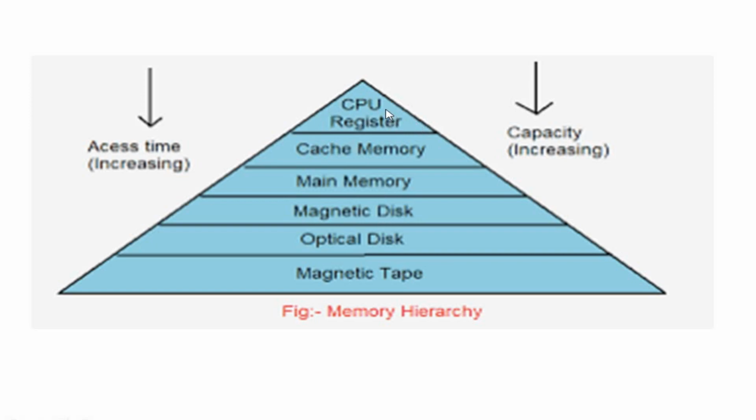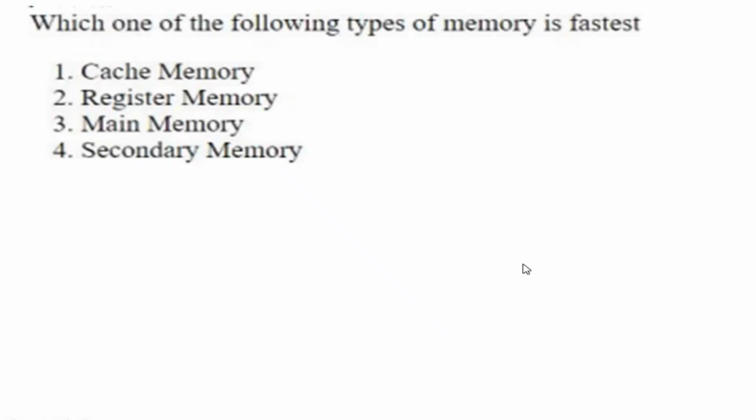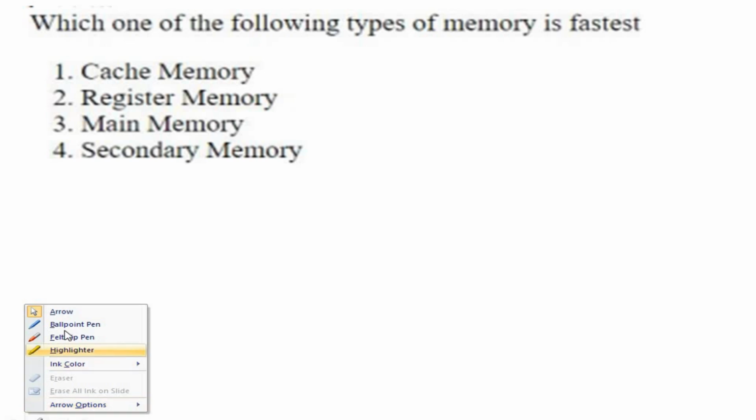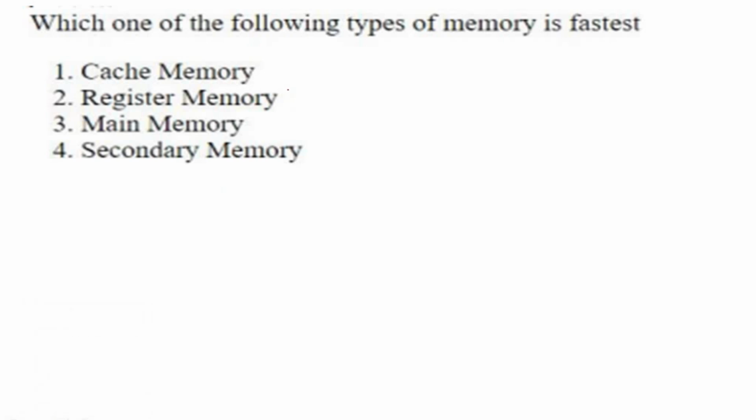As we go down, the capacity of these memories increases, as well as the access time, which means the speed is decreasing. Therefore, the CPU registers are the fastest, but they have the least storage capacity, and magnetic tapes are the slowest, but they have the largest storage capacity. So the answer to this question would be register memory. Why? Because it is on the top of our memory hierarchy. They are the fastest of all.